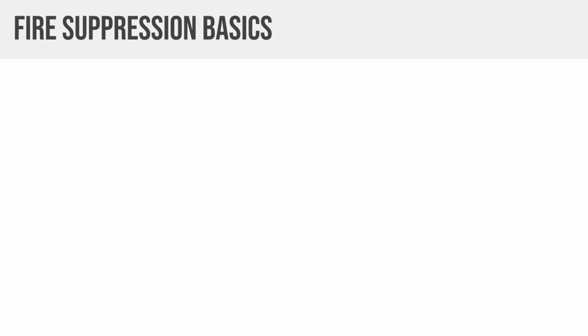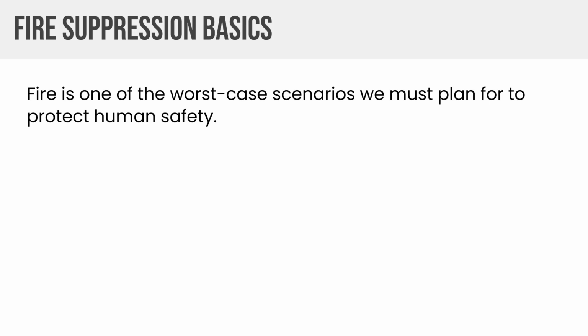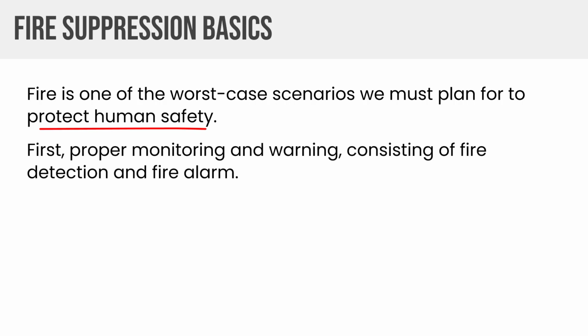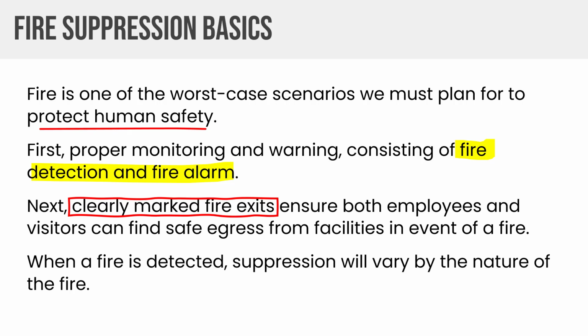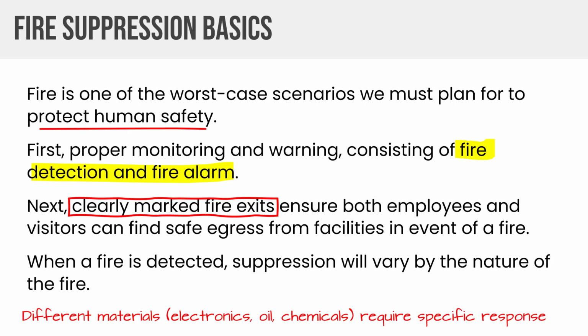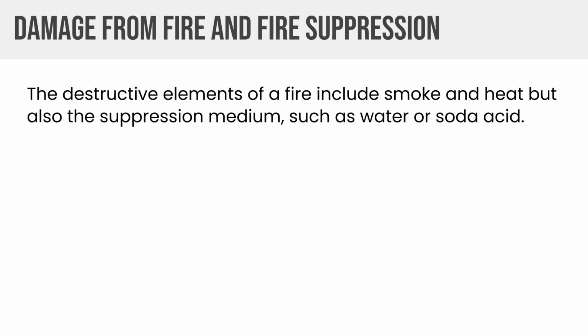Fire suppression basics. This is going to be important for the exam, I believe. So fire is one of the worst case scenarios we have to plan for to protect human safety. So first, with proper monitoring and warning consisting of fire detection and alarm. Next, clearly marked fire exits ensure both employees and visitors can find safe egress from facilities in the event of a fire. And when a fire is detected, suppression will vary by the nature of the fire. Different materials, electronics, oil, chemicals, etc., require specific response.